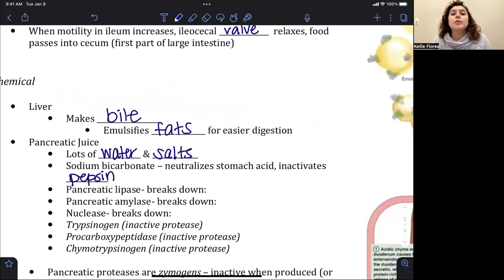Pancreatic lipase. As lipase suggests lipids, it breaks down fats. Pancreatic amylase. Amylase, if you recall, there's another kind of amylase in your mouth called salivary amylase. So it does the same function, it's just made in a different place. Salivary amylase is made in the mouth. Pancreatic amylase is made in the pancreas. Both break down starch. Nucleases break down DNA or RNA. So those are going to be your nucleic acids, a different macromolecule I haven't mentioned yet.